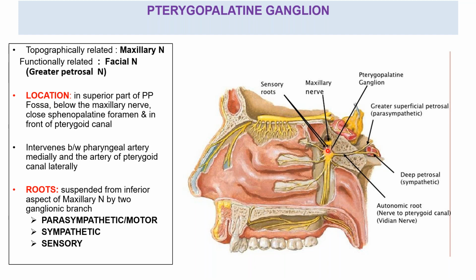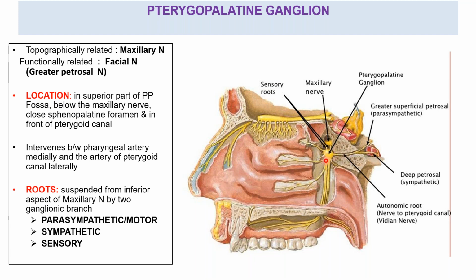Location: it is in the superior part of the pterygopalatine fossa, just below the maxillary nerve, through which it is suspended by the ganglionic branches. It is closer to the medial wall of the pterygopalatine fossa, so it is closer to the sphenopalatine foramen, and it is just in front of the pterygoid canal. This was the pterygoid canal that we were talking about, which I had shown you from the base of the skull as well, the entrance into the pterygoid canal.